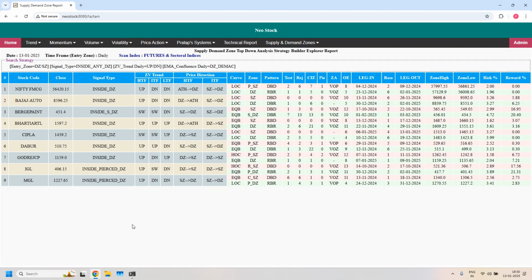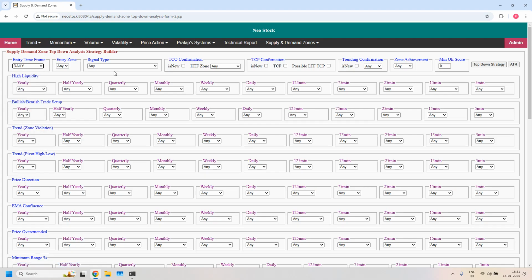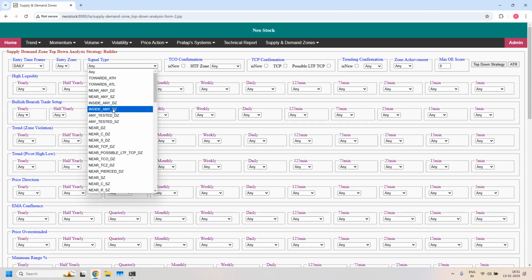Okay, this is about daily demand zones having daily EMA confluence and price closed inside the daily demand zone. Next, daily time frame. Price closed inside the daily supply zone.